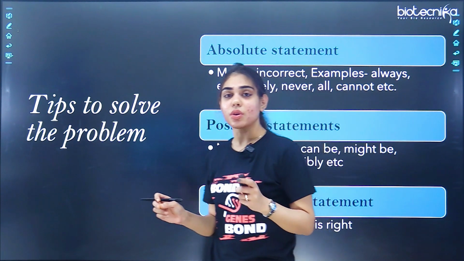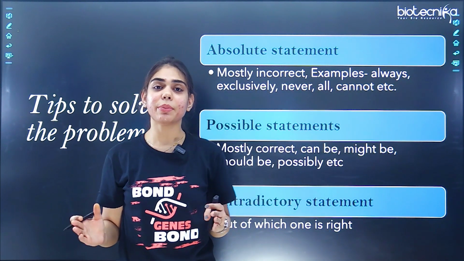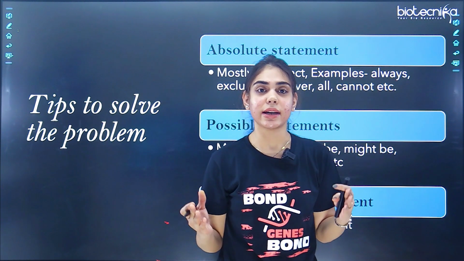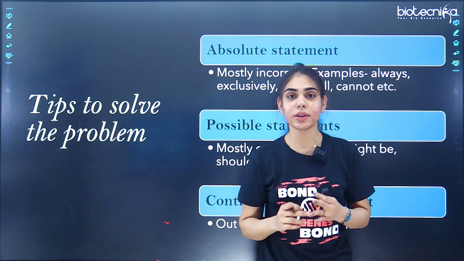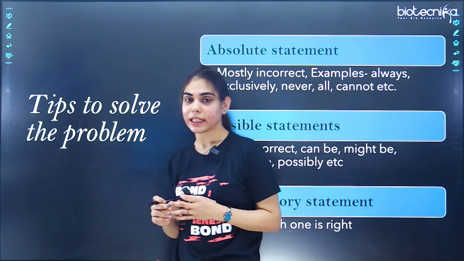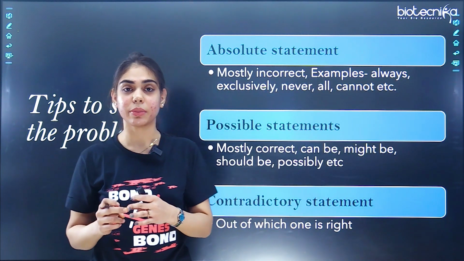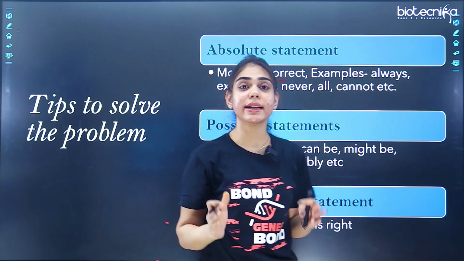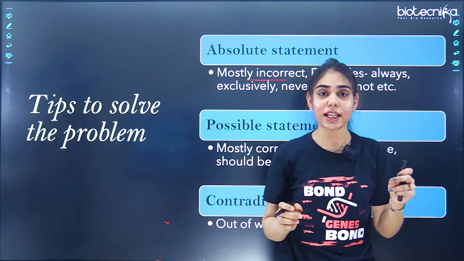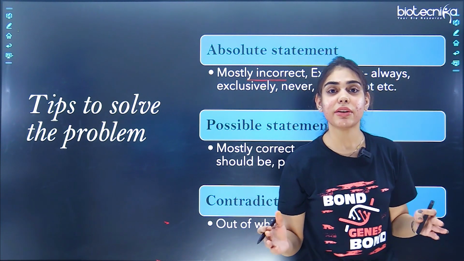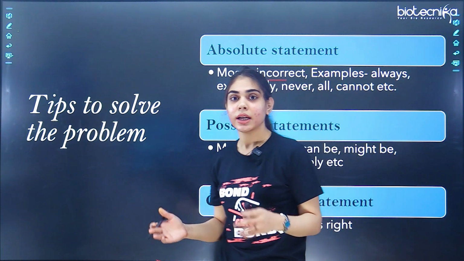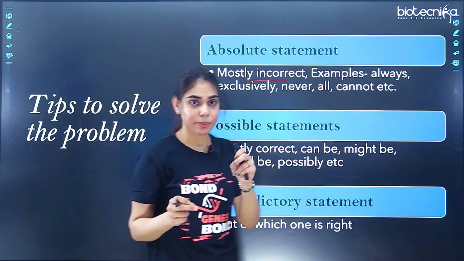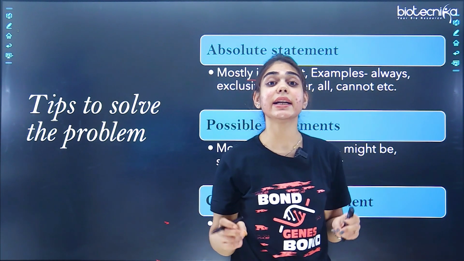Now, what are the tips to solve this kind of question? In statement type questions, you will find 3 types of statements that are asked in the exam or given in a question paper. The first is an absolute statement, the second one is a contradictory statement, and the third is a possible statement. Now, absolute statements are mostly incorrect. Most of the time these are incorrect statements because they have a catchy word like exclusive, never, always, all, etc. And absolute science is never absolute. So you have to omit these statements as incorrect statements.